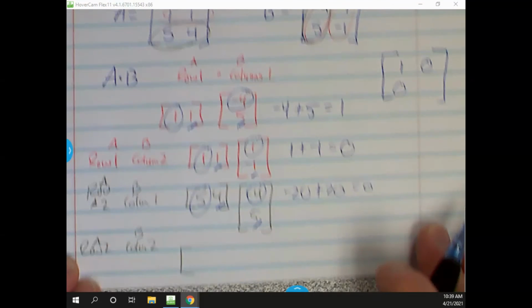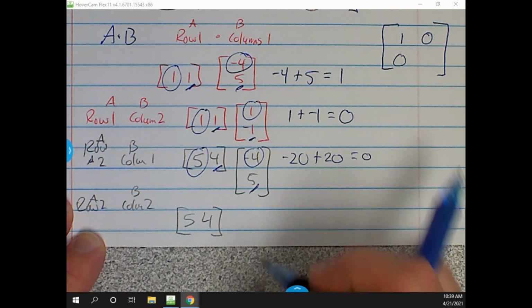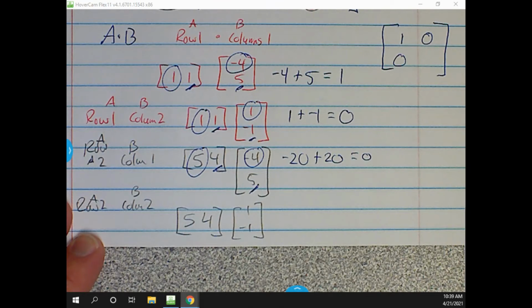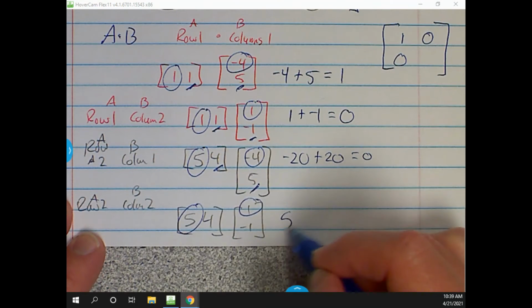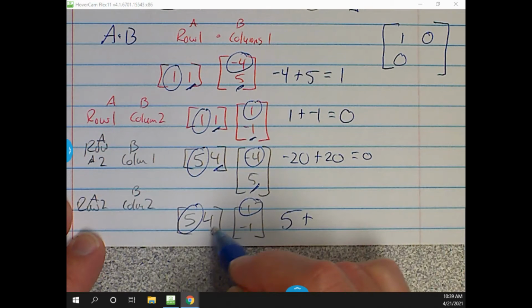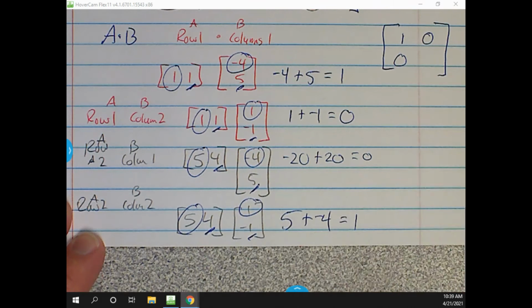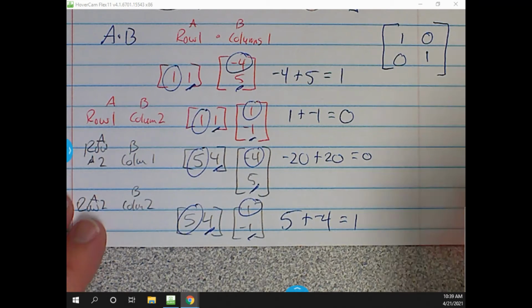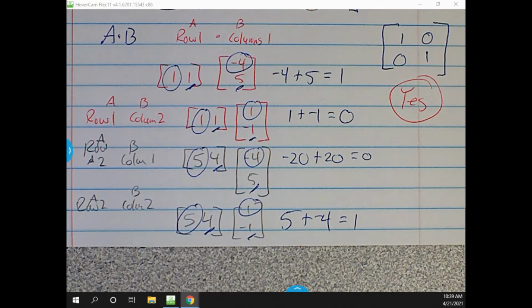Let's get that up a little bit so y'all can see it here. So it's going to be 5, 4 times 1, negative 1. All right, so it's 5 times 1 for 5, and 4 times negative 1 for negative 4. So if we do 5 plus negative 4, that would be 1. So then we've got the inverse that works here. They ask us, are those two things inverse matrices? Because we've got the 1s on the diagonal, then yeah, we're good to go.